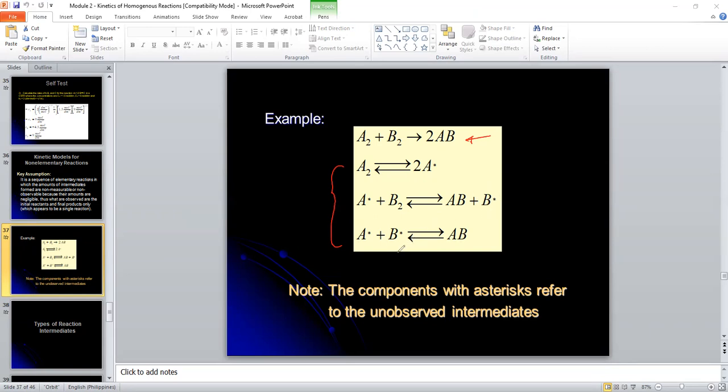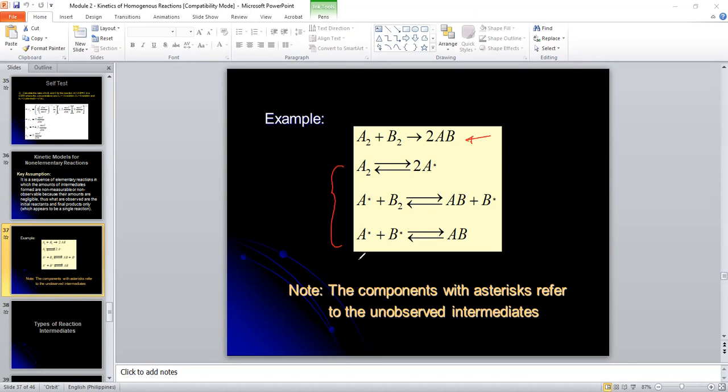Now, the third step is the reaction between intermediate A asterisk and the second intermediate B asterisk to form more product AB, or the final product AB. Now, this is the mechanism that brings about this overall reaction.